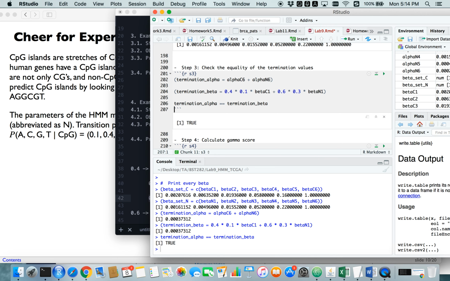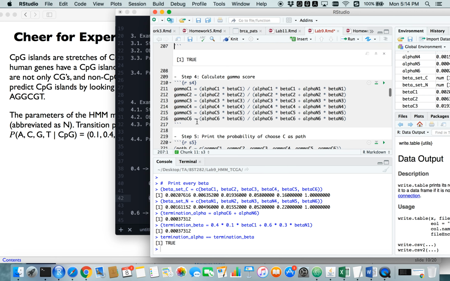Well, in your homework, you might observe that there is a tiny difference between these two termination values. If that happens, you can just print the termination alpha and the termination beta to see whether the difference is very small. And if it's really small, I would assume that your calculation is correct.